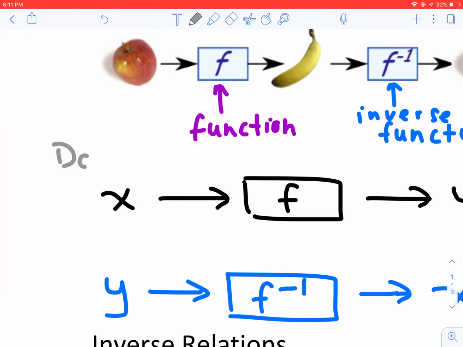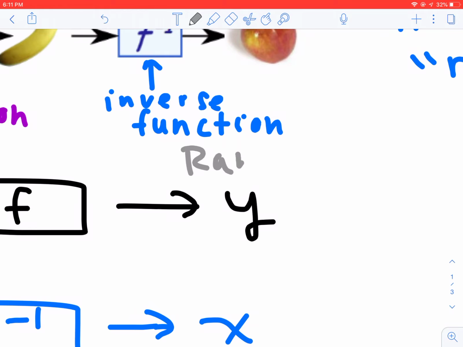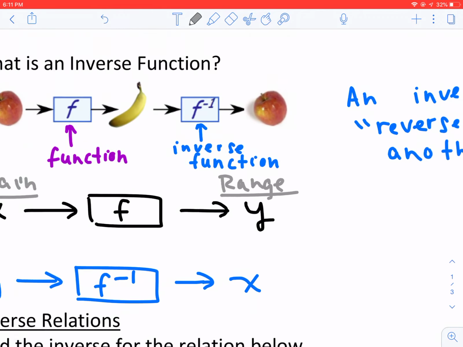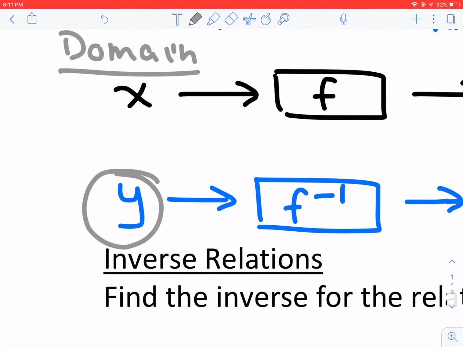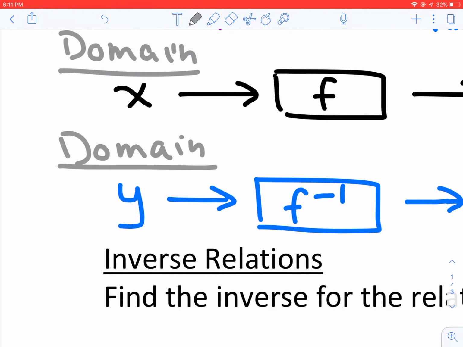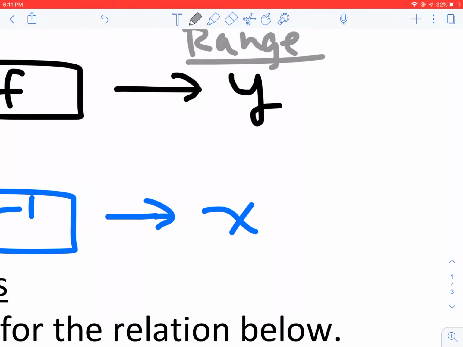But I want to make it 2 lines just so we can see that, well, if x were the original domain, my inputs, well, the outputs, that's going to constitute the range. And if y is the range, well, there's y over here. The range of the original function becomes the domain of my inverse function. And the domain of my original function becomes the range of the inverse function.